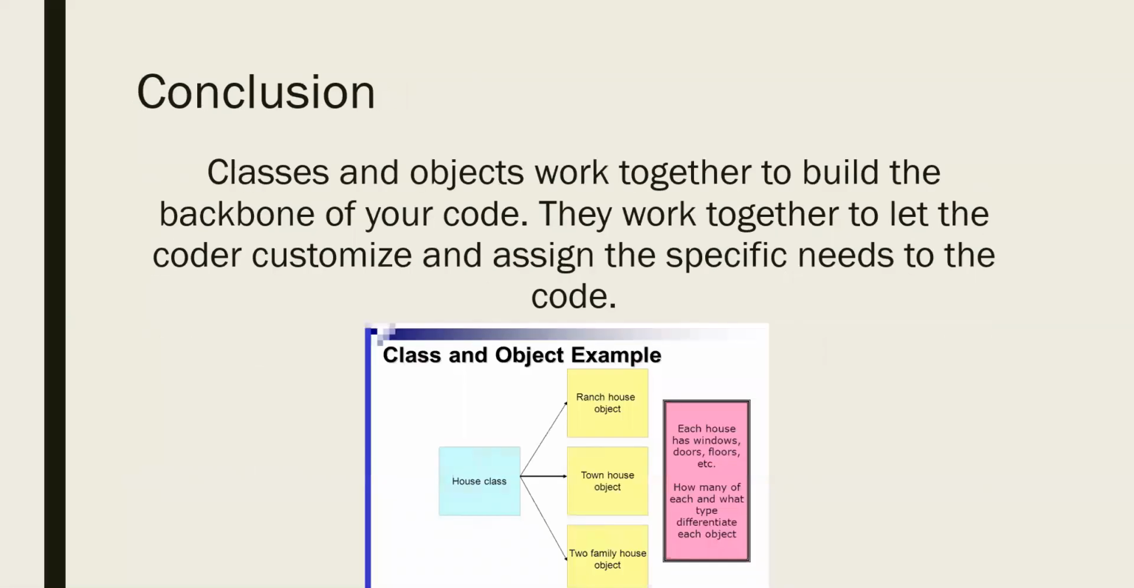That wraps up the basics of objects and classes in C++. In the end, classes and objects go hand in hand to build a backbone and blueprint for your codes. They work together to let you customize and accomplish the specific needs of your code. I hope this taught you a little bit about the basics of objects and classes in C++.